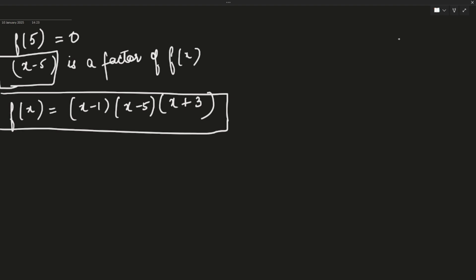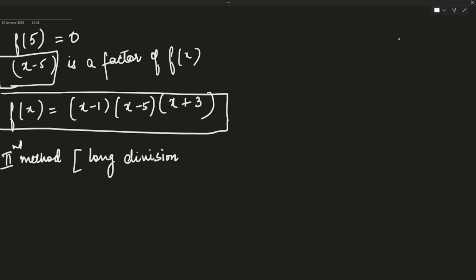We just take out the factors of the constant term and put those values of x, get the values of f(x), and then check if that is 0 or not. Now, the second method is the long division method.